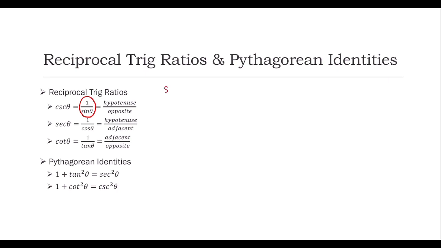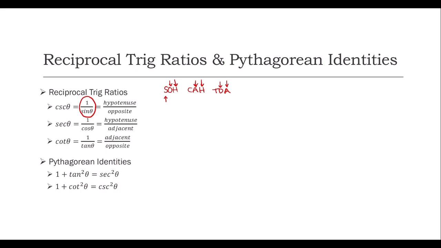So instead of our SOHCAHTOA, our cosecant goes with sine, which is reversed of what you'd think, and it's going to be our hypotenuse over our opposite. Our secant is going to be hypotenuse over adjacent, and our cotangent is going to be adjacent over opposite. So it's just flipped from what our normal trig functions are.